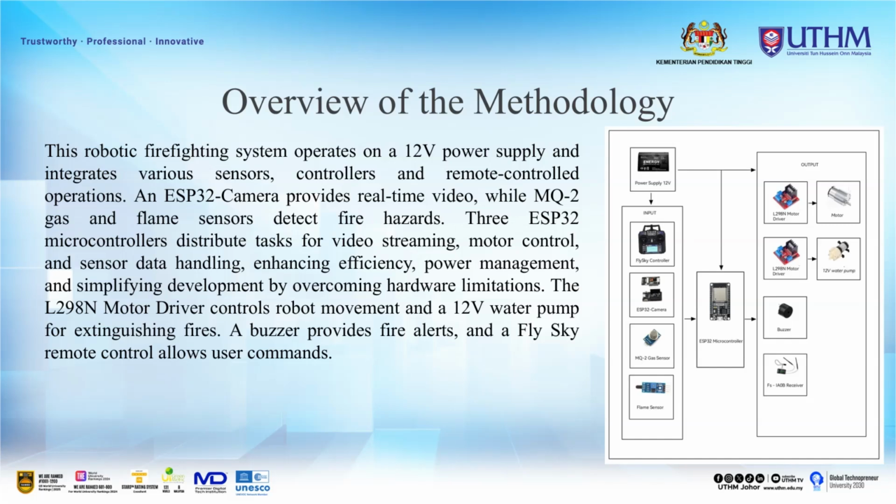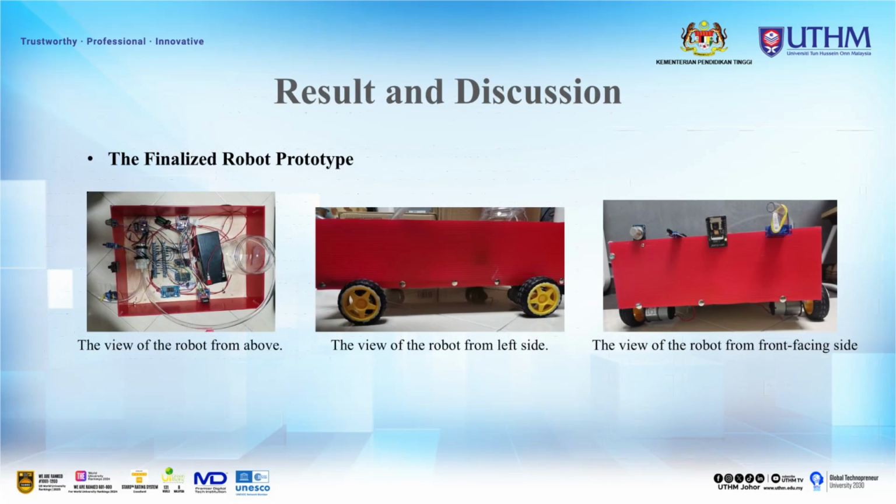This is the block diagram for this project. The robot firefighting system operates on a 12-volt power supply. The ESP microcontroller distributes the tasks for video streaming, motor control, and sensor data handling. The motor driver controls the robot movement and a 12-volt water pump for extinguishing fires. The FlySky remote control allows the user commands. This is the finalized robot prototype.